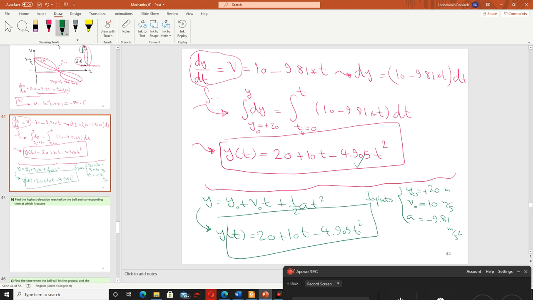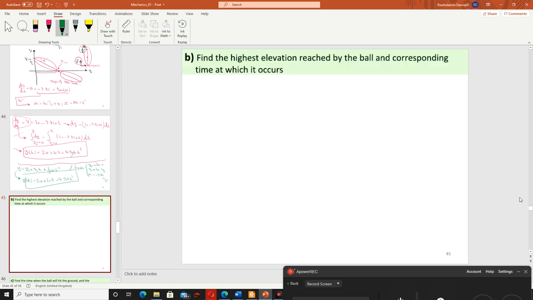And you can see they provide exactly the same. Now we look at part B, the highest elevation. If you remember, we said the vertical is here. We place the origin of the coordinate system on the ground. It moves upward till it reaches the maximum height, then goes down. This is Y max.